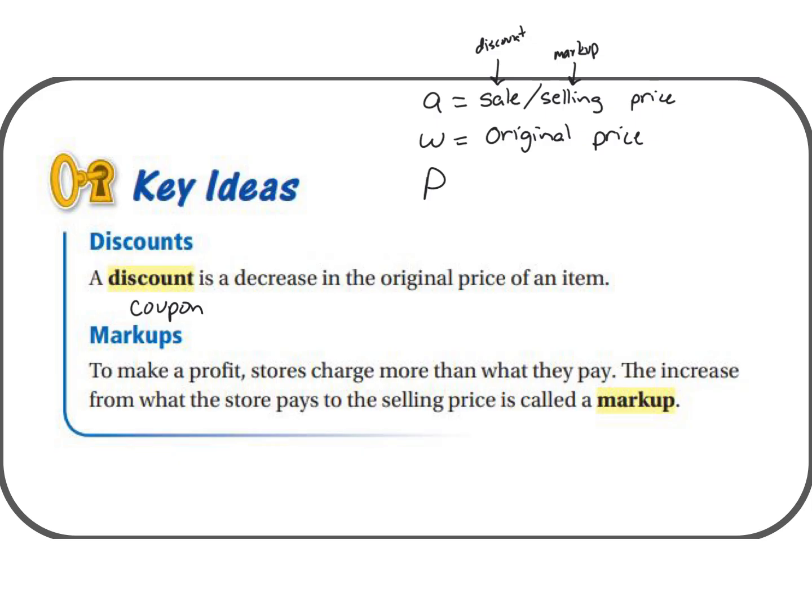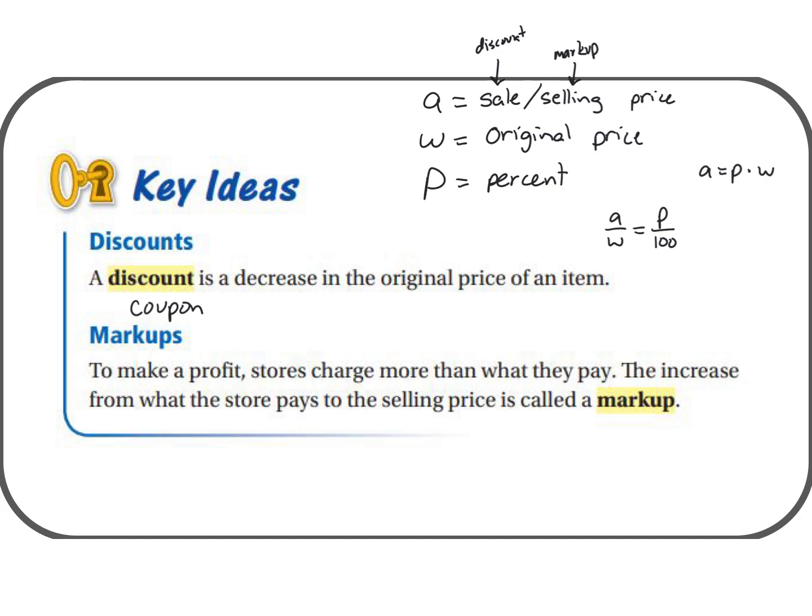My P is still going to mean percent, except this time percents are going to change a little bit in how they work. Some methods are going to remain the exact same. Other methods are going to help us a little bit more, especially when we're missing our original price. Otherwise, the exact same formats can be used. A over W equals P over 100, that will still work. Or for the equation A equals P times W, that will still work as well.